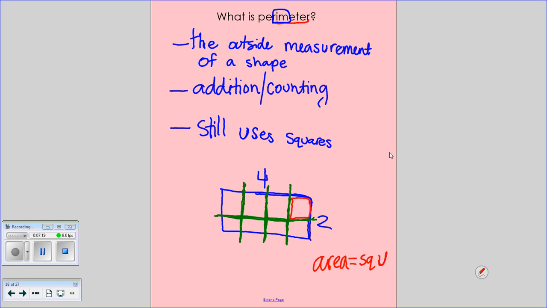Perimeter does not use the whole square. What? Perimeter will not use my whole square. So am I going to say square units for perimeter? No, perimeter is just regular units because I'm not going to use my whole square. I'll show you what that looks like in just a second. The perimeter is just regular units because I don't use my whole square. I'm only going to use 1 piece. I'll give you a few seconds to get this written down as well because I know I'm moving fast.